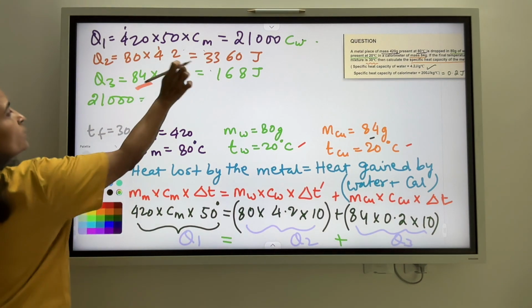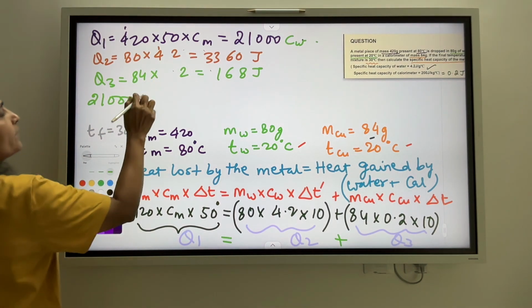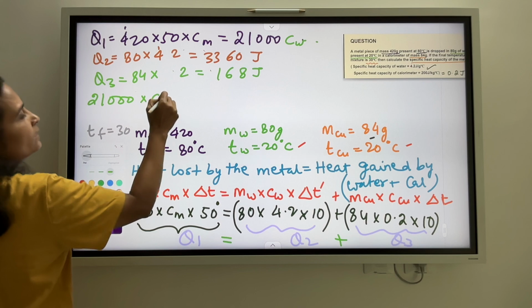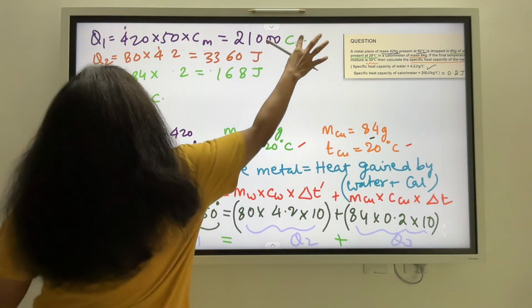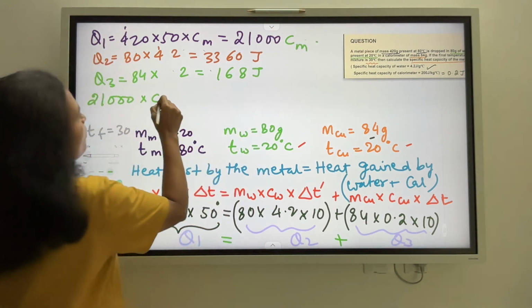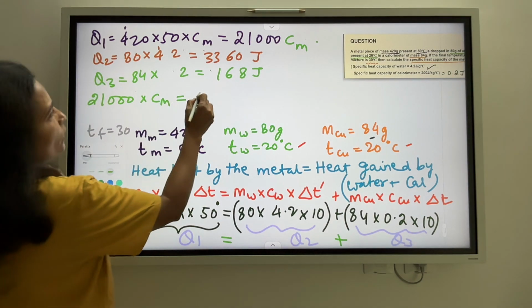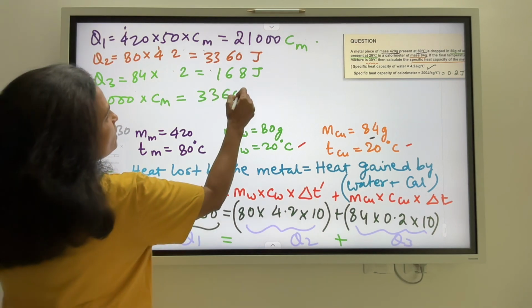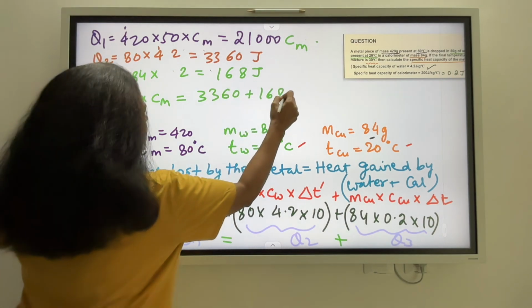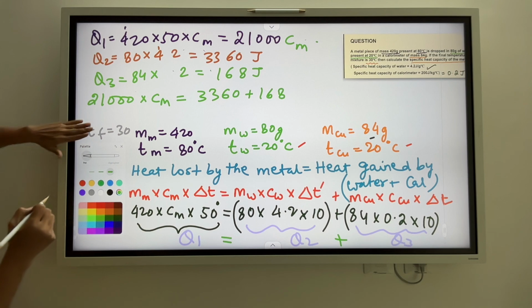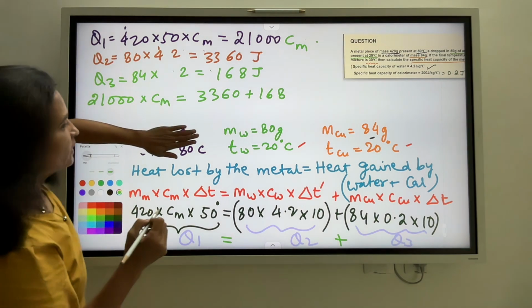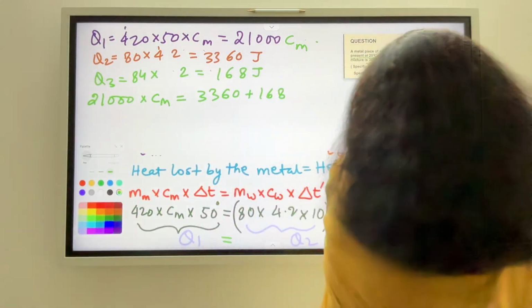So 21,000 into specific heat capacity of the metal is equal to... So now what do I have? Q1 plus Q2, which is 3360 plus 168. So what do we have to do? I am erasing this part. So what do I have here?